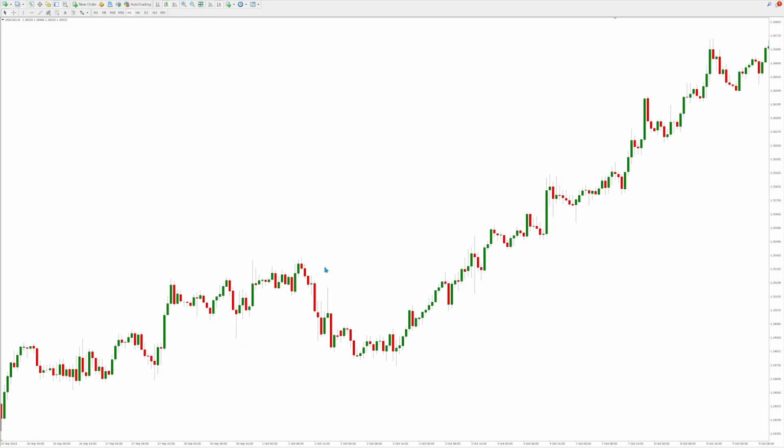This is a very simple strategy. I'm using a US dollar, Canadian dollar 1 hour chart here. You can use this on any trading instrument: Forex, stocks, cryptos, commodities, indices, etc.